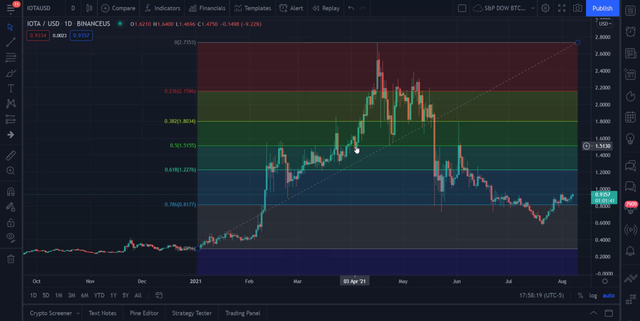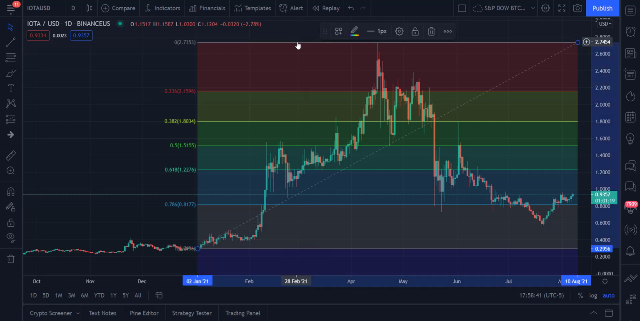It also almost played as support back here in April. And look at that one green line on April 23rd, played effect. We see this one up move on May the 22nd, and also played a little bit of resistance here. So very, very, very interesting.